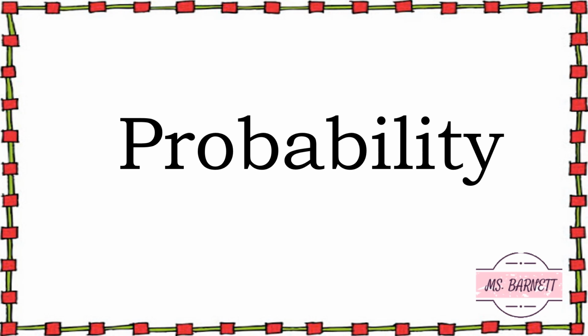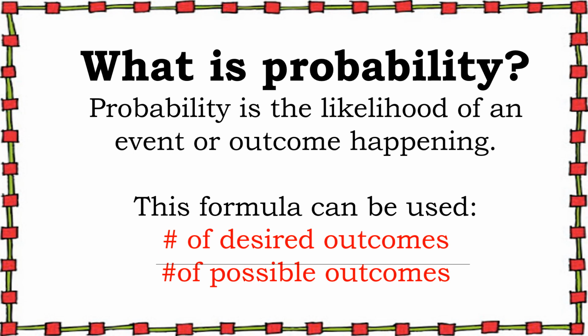Hi kids, today we're going to be looking at probability. What is probability, you may be asking? Probability is the likelihood of an event or outcome happening. And we use this formula whenever we're trying to find the probability: the number of desired outcomes over the number of possible outcomes.